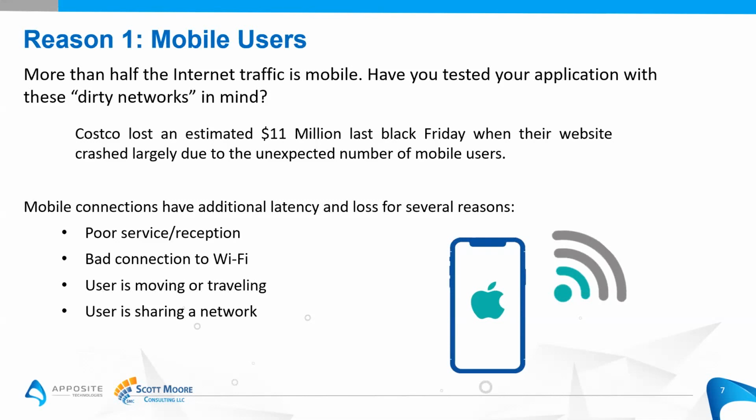So these mobile connections, they have sometimes poor reception. Sometimes it's bad Wi-Fi. It's a bad wireless router in your house. The user is traveling and going in and out of these connections, and it's a shared network. So this is something that is important, and if you don't address the mobile user factor, your application can fail to meet what your users expect. Right, Cade? Absolutely.